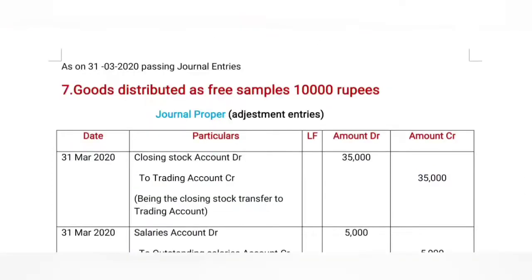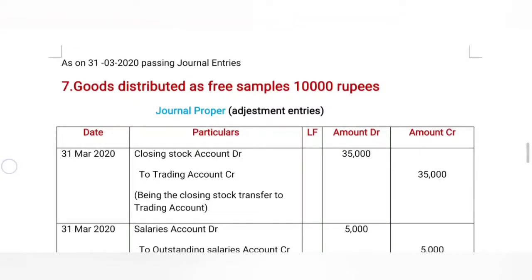7500. Goods distributed as free samples, 10,000 rupees. Compare this with the above transaction, which is goods withdrawn for personal use. Here goods distributed are free samples. It is like an adjustment. The above one is like personal use. Here both are similar. Now here purchase is a lesser amount. Why? Because we distributed them as free samples. That's why advertisement account is debit and purchase account is credit.